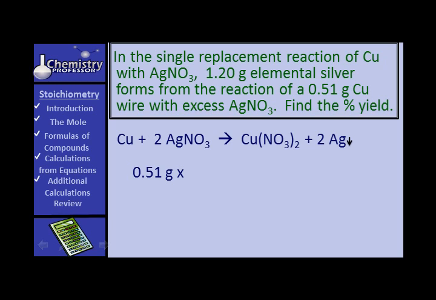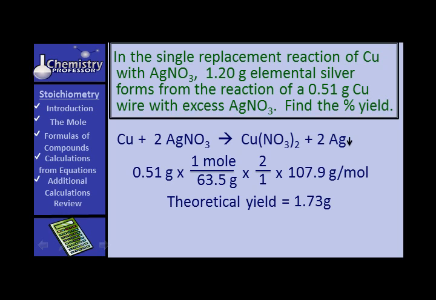So here we go. We're going to start with our 0.51 grams of copper. We're going to go from copper to silver. But first, we have to convert it to, that's right, moles. 1 mole over 63.5 grams gives us the moles of copper metal. The stoichiometric ratio that we have is 2 to 1 to go to metallic silver, or elemental silver. Now we have moles of elemental silver. Let's convert it to mass, times 107.9 grams per mole. That tells us then that the theoretical yield is 1.73 grams.